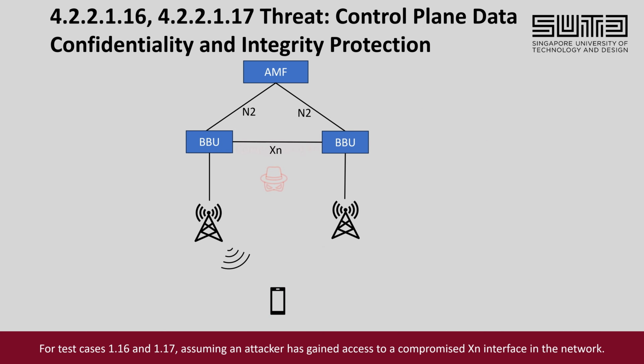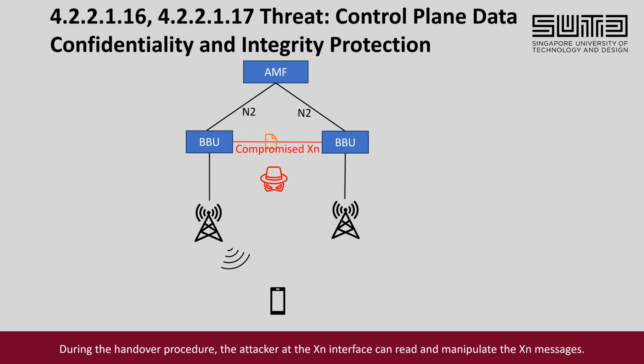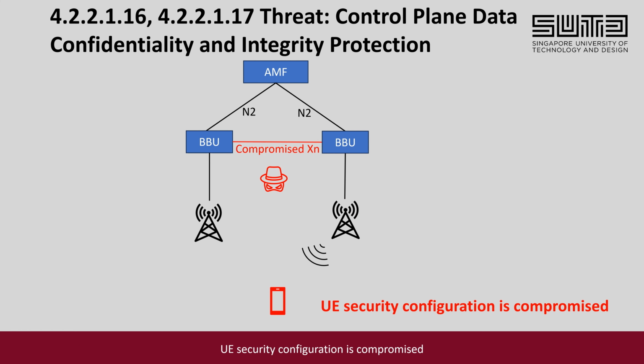For test cases 1.16 and 1.17, assume an attacker has gained access to a compromised Xn interface in the network. During the handover procedure, the attacker at the Xn interface can read and manipulate the Xn messages. The UE security configuration is compromised.